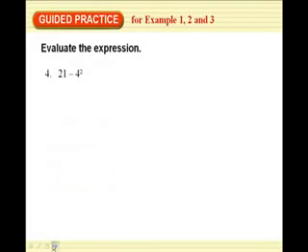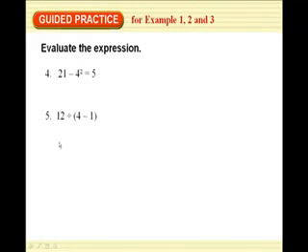All right, evaluate the expression again. 24 minus 4 squared. We have this 4 squared, the exponent we have to do first. 4 squared means 4 times 4, which is 16. So it'll be 21 minus 16, which is 5. Let's see if we got that one right. Yay.